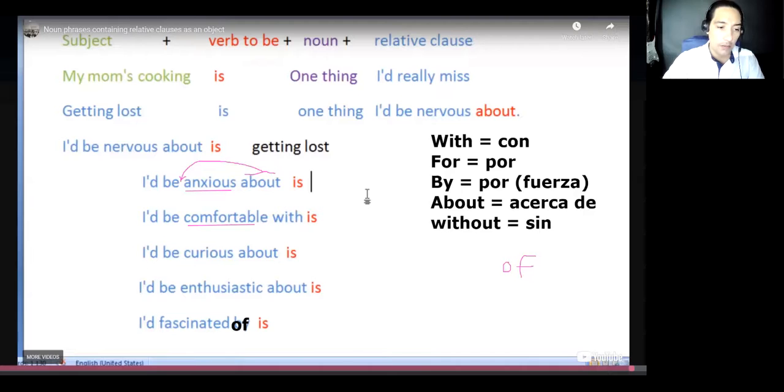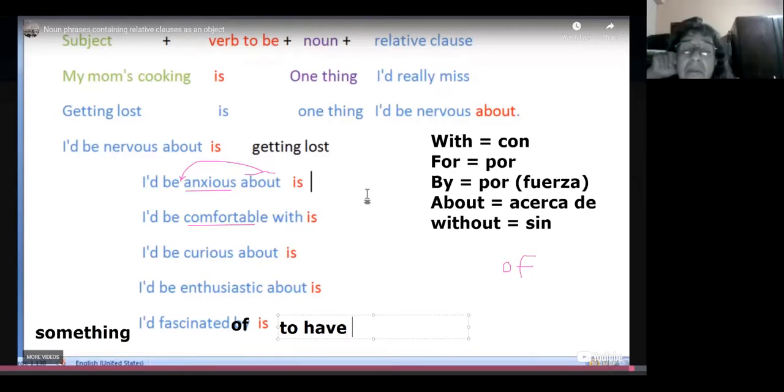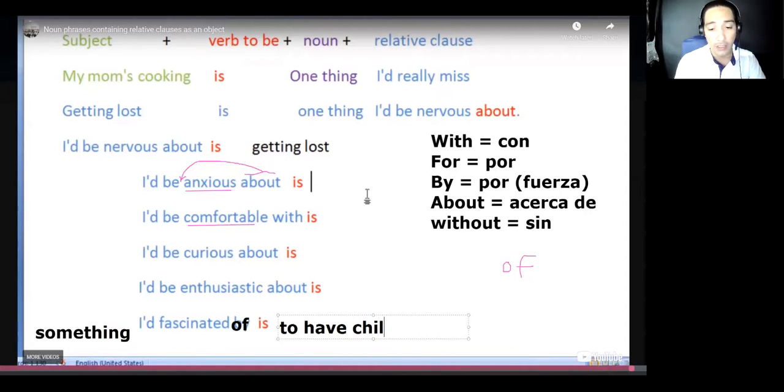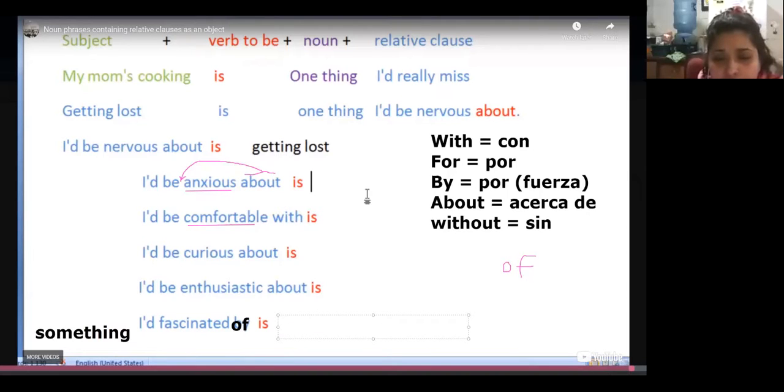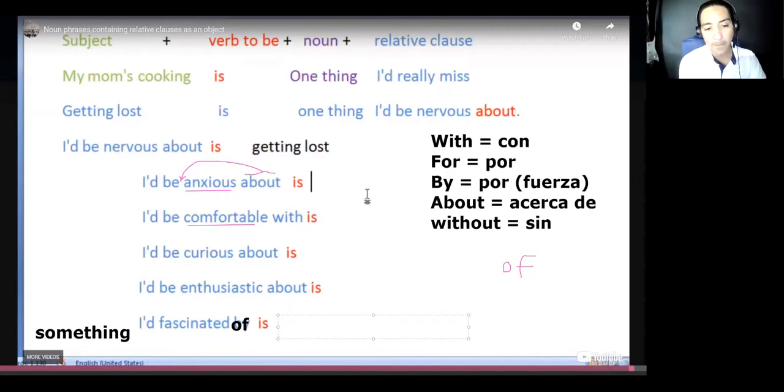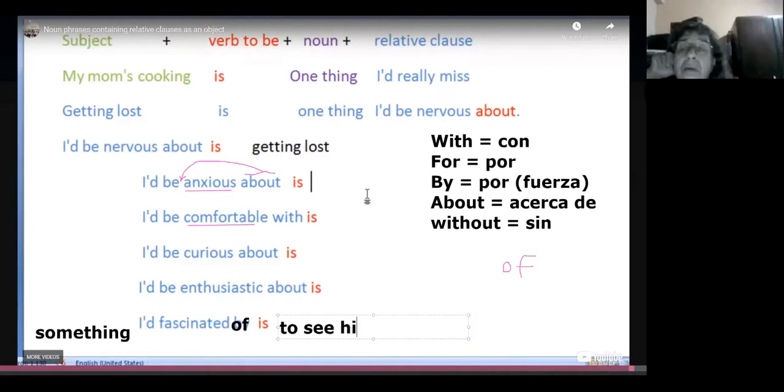Okay, and again, something I'll be fascinated of is to have children. To have children or having children. Sigo aplicando lo mismo. Infinitivo o presente participio. Sí. Something I'll be fascinated of is to have a family. To see him again.